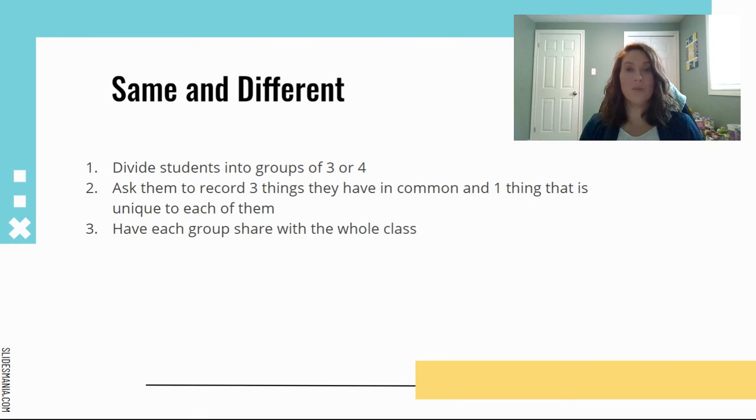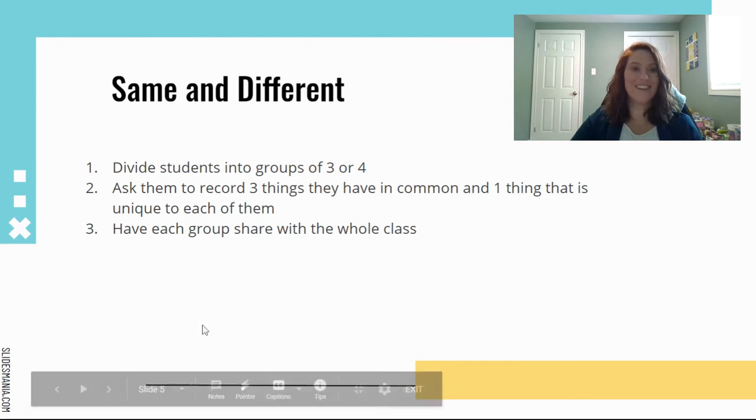So using icebreakers, short activities to get to know each other, can really help to build community.